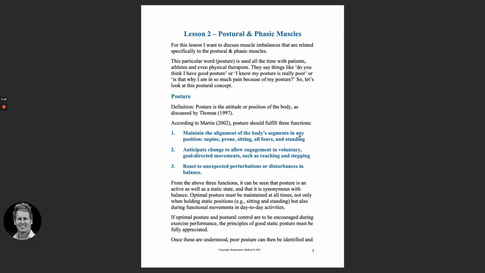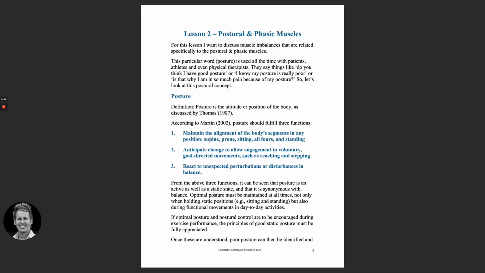So in this particular lesson we are going to cover things that relate to posture, and many of my patients have said to me in the past, things like, do you think I have good posture? Or I know my posture is really poor, or is that why I'm in so much pain because of my posture? So you probably find it yourself, many of your own patients and athletes that you will see naturally might relate their lower back pain, thoracic pain, neck and shoulder, to maybe sitting at a PC all day, every day.